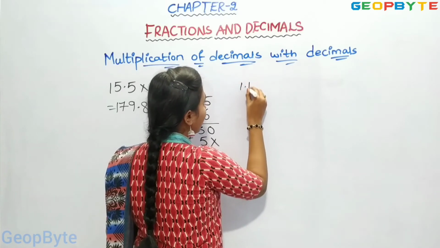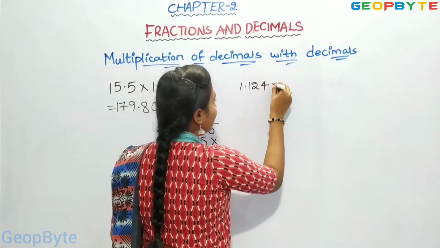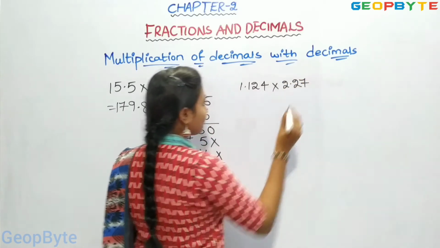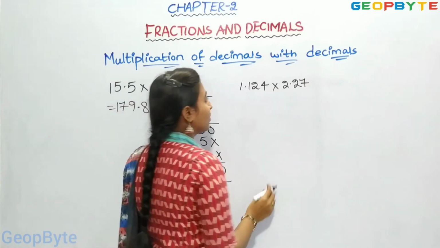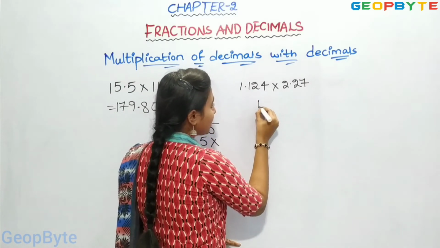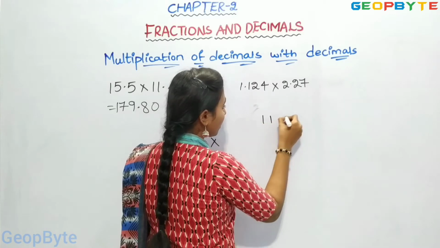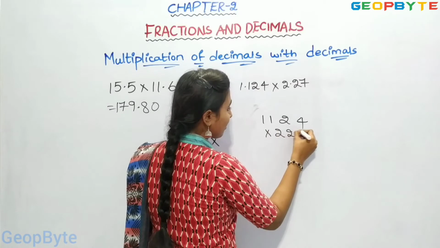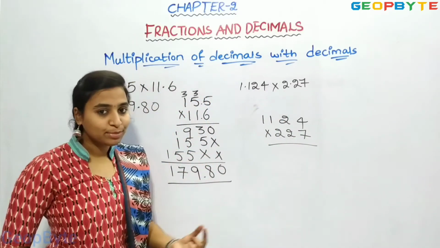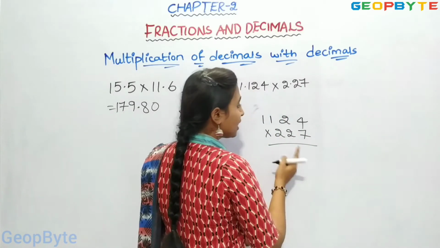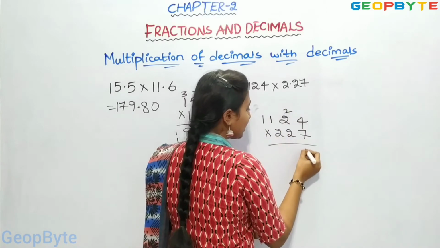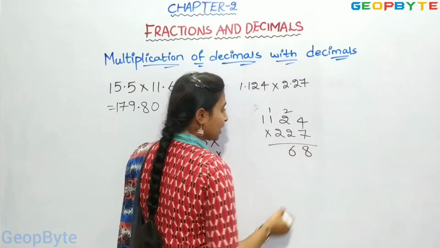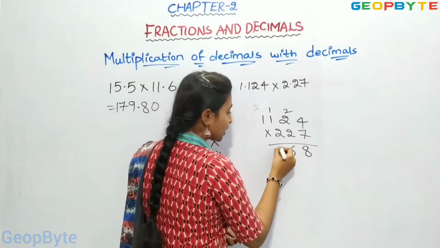Now, let us see with two more decimals. That is, 1.124 into 2.27. Right? Now, we will multiply these two decimals. That is, 1124 into 227. I have removed the decimal point. Now, I will multiply. 7 fours are 28. 7 twos are 14 plus 2, 16. 7 ones are 7 plus 1, 8.